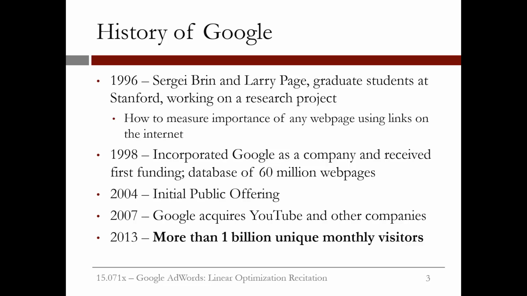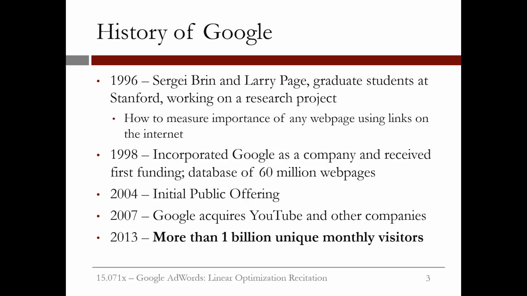6 years later, Google's initial public offering took place, and Google became a publicly traded company. After going public, Google has continued to grow at an immense pace, acquiring other internet companies like YouTube in 2007. In 2013, Google's traffic reached more than 1 billion unique monthly visitors. Today, more than 2/3 of all of the searches done on the Internet are powered by Google's search engine.